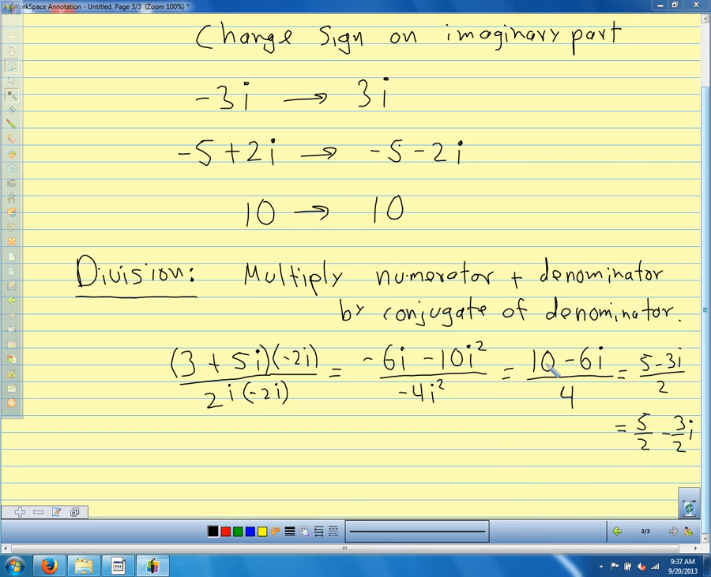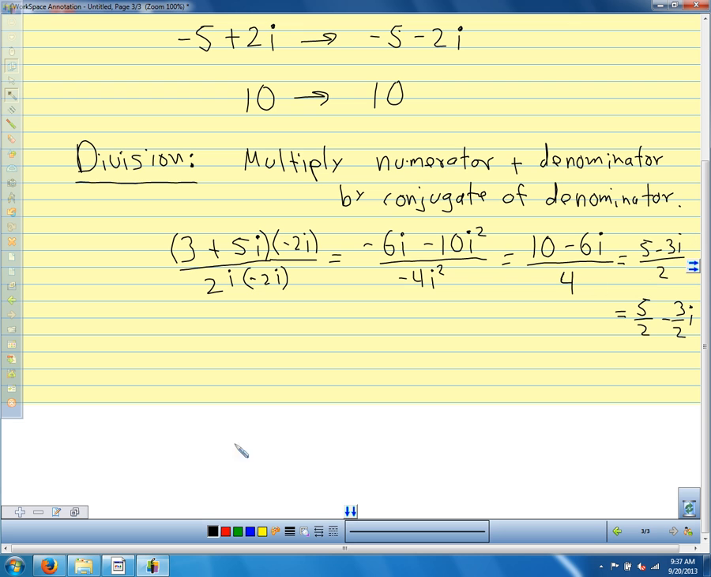So there's one division problem. Let's do one more where we have a quantity here. Let's do 2 minus 4i, and we're dividing by 3 plus 2i. So we multiply the numerator and denominator by our conjugate, and then simplify. So I multiply by 3 minus 2i over 3 minus 2i. So when I do this, what do I get in the numerator?